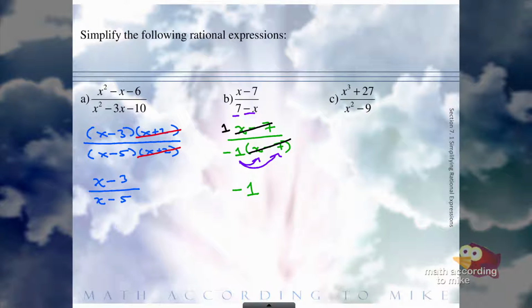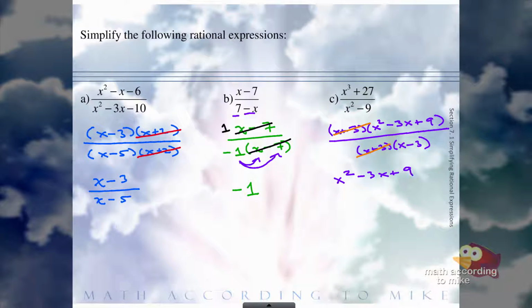And then in part C, we have some special forms. The numerator is a sum of cubes, so a plus b times a squared minus ab plus b squared, over, the denominator is a difference of squares, a plus b, a minus b. By design, the x plus 3's cancel, and we are left with that trinomial x squared minus 3x plus 9 all over x minus 3.